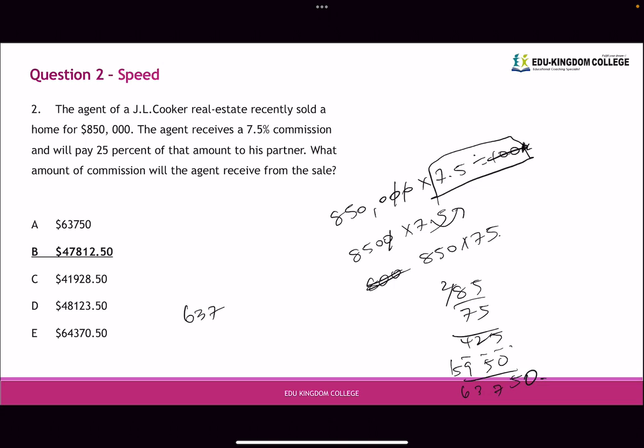And then he gives 25% of that amount to his partner. So 25% is 1/4, so divided by 4. So that should be 2.5. So 15,937.5 is 1/4. Subtract that from 63,750, which is your total amount of money that you made, and it is 47,812.5.